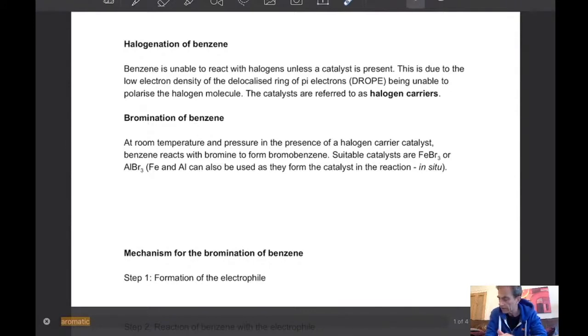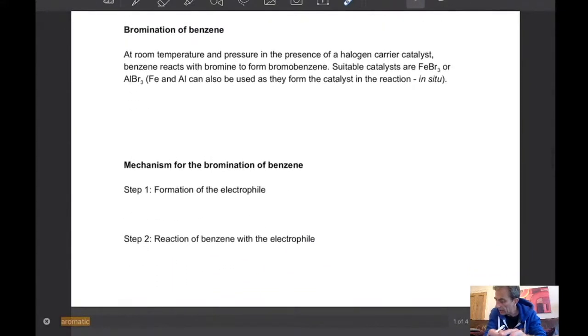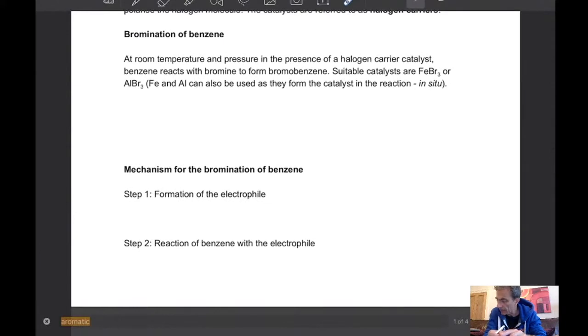So that delocalized ring of pi electrons with its low electron density is unable to polarize the halogen molecule, and so the reaction needs a catalyst, and these catalysts are referred to as halogen carriers. I'll explain that when we get into the mechanism. Okay, so bromination of benzene: at room temperature and pressure and in the presence of a halogen carrier catalyst, benzene will react with bromine to form bromobenzene. Suitable catalysts are FeBr3, iron 3 bromide, or AlBr3.